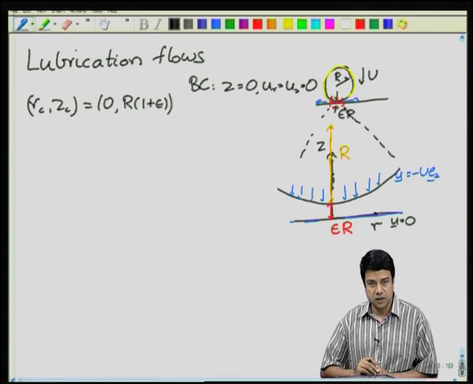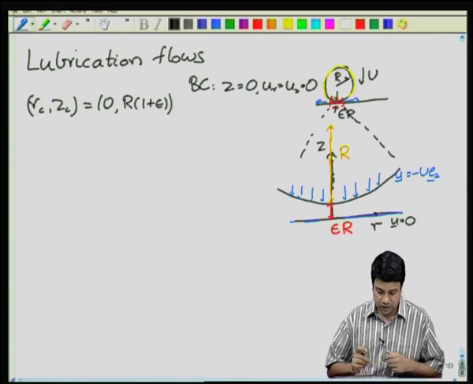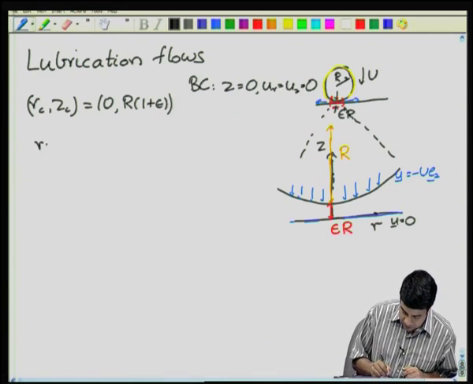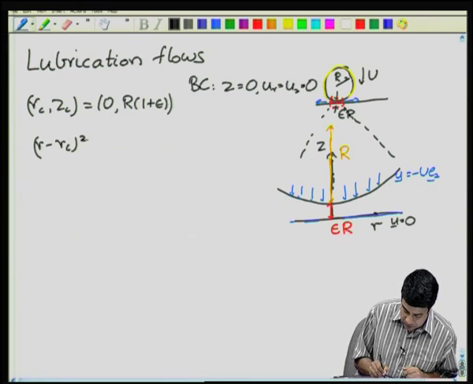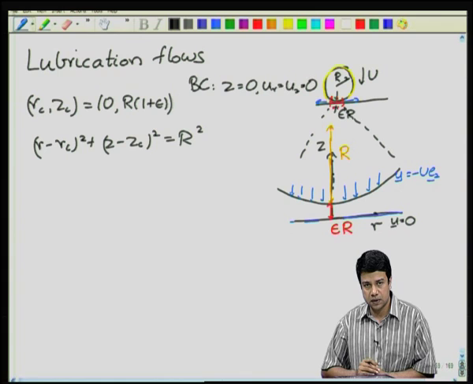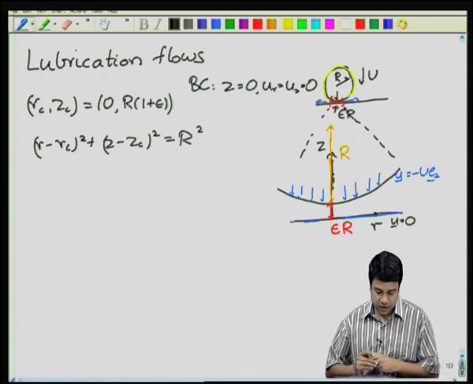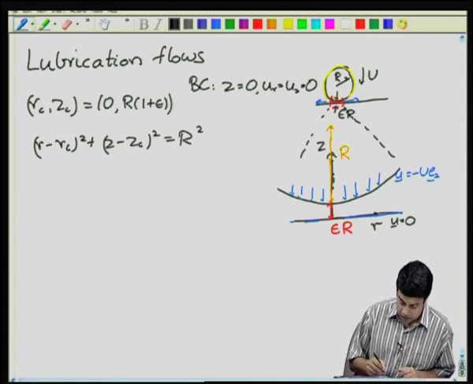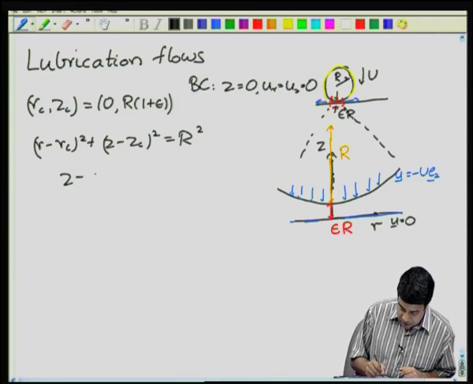What is the equation of the surface of the sphere? The equation of the surface of the sphere is r minus r c the whole square plus z minus z c the whole square is equal to capital R square. So, therefore, I get r c is 0. So, I get z minus R into 1 plus epsilon the whole square is equal to R square minus r square.